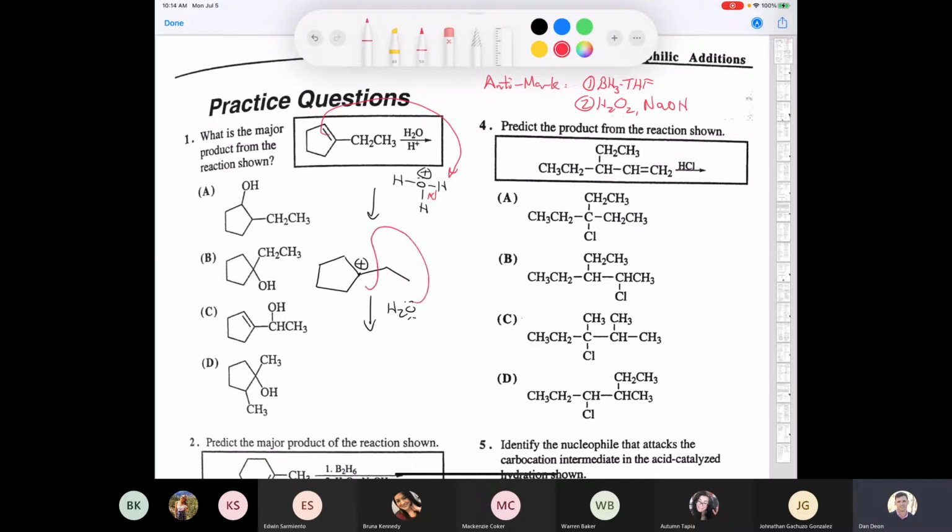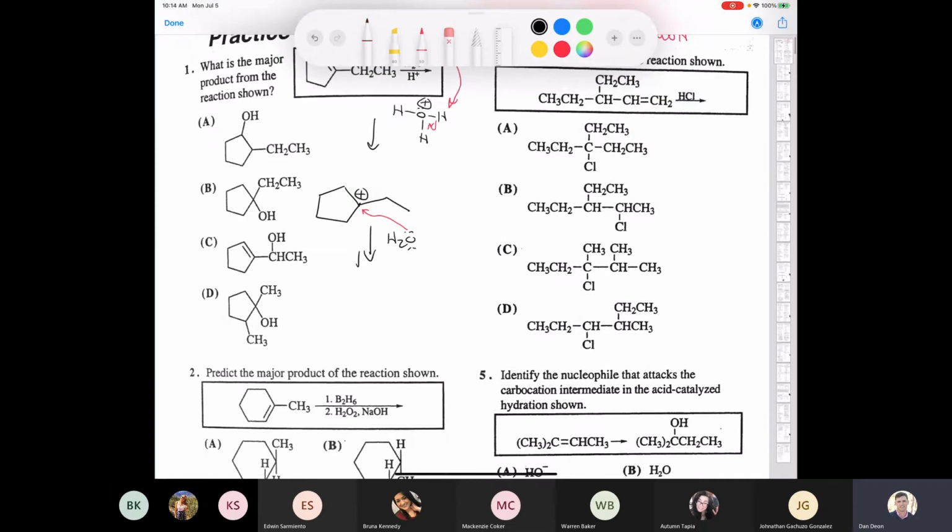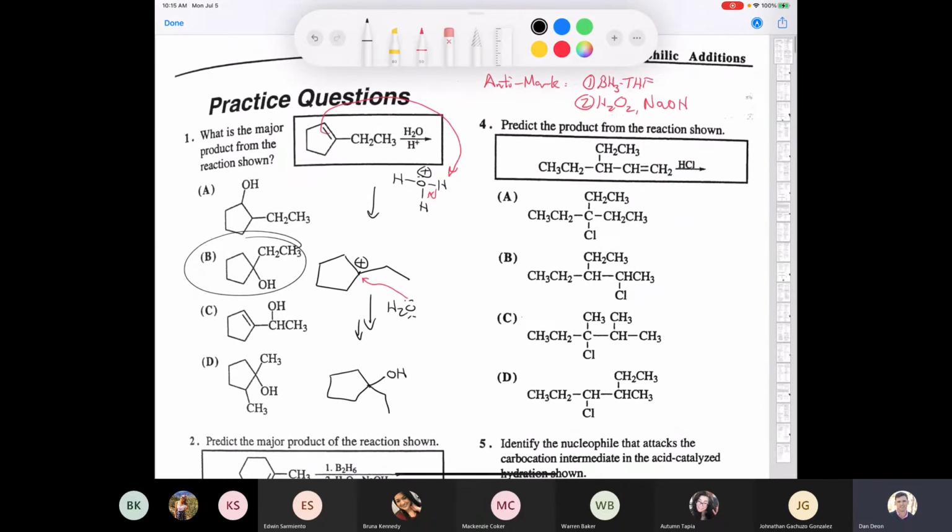So water can come in. Maybe I should draw my curved arrow a little better, like that. And then after a proton transfer, we're going to end up with this, where we have an ethyl group and a hydroxyl, which is B. So it's just a straight ahead Markovnikov addition. No carbocation rearrangement. So Markovnikov addition of water across a double bond.